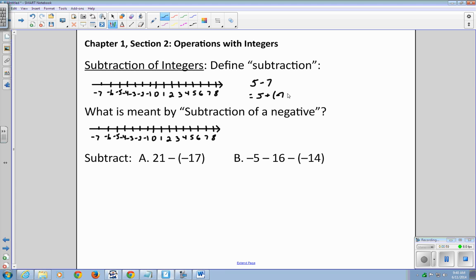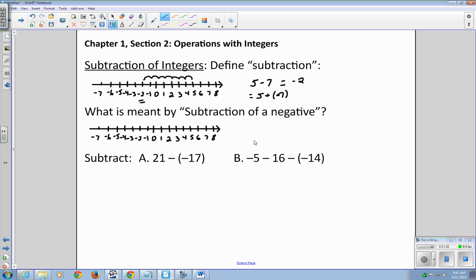So we can think of this as an addition operation if we care to define it that way. But if I start out at 5, my very first number right here, and I move 7 to the left, 1, 2, 3, 4, 5, 6, 7, I end at -2. So my solution right here, 5 minus 7, would be -2.